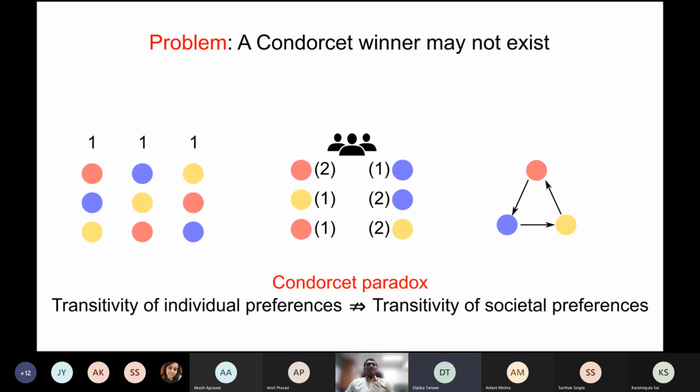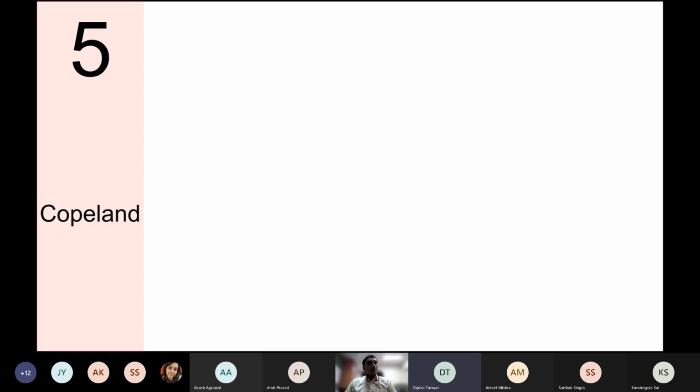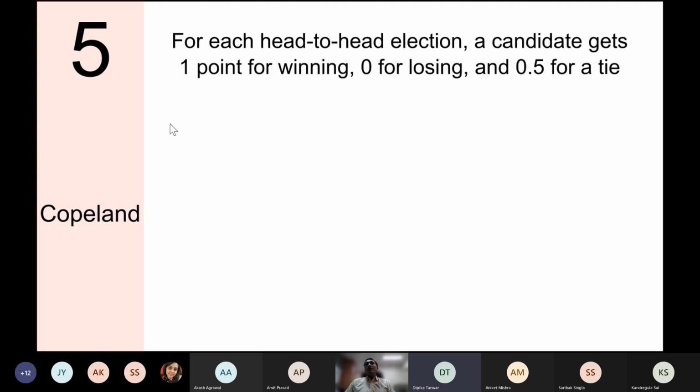Okay. Anyway, the Condorcet winner is a very nice solution concept. So let me talk about a couple of voting rules that do satisfy that property. So the first voting rule is the Copeland voting rule. Okay, and here's how it works. So it looks at the head-to-head elections between candidates, all head-to-head elections. So if you have M candidates, you'll have M choose 2 such elections. And for each head-to-head election, a candidate that wins that head-to-head election gets 1 point for winning it, 0 for losing it, and 0.5 in case of a tie. Okay.